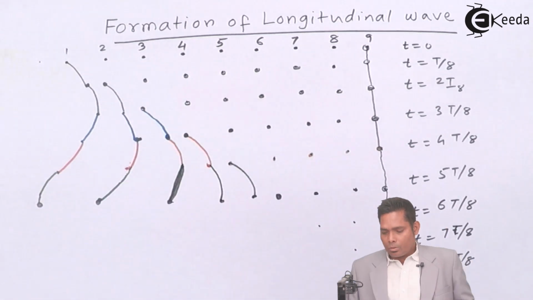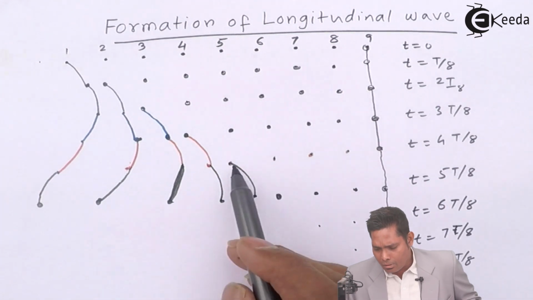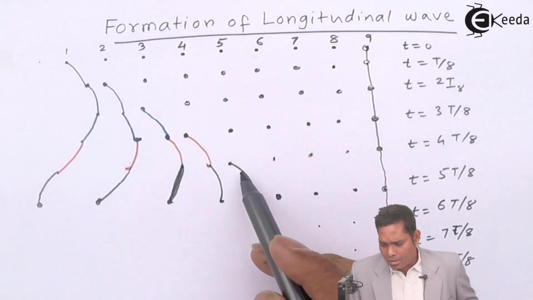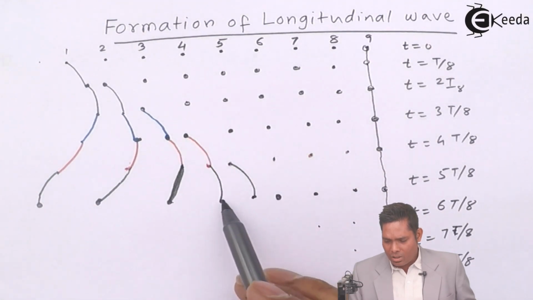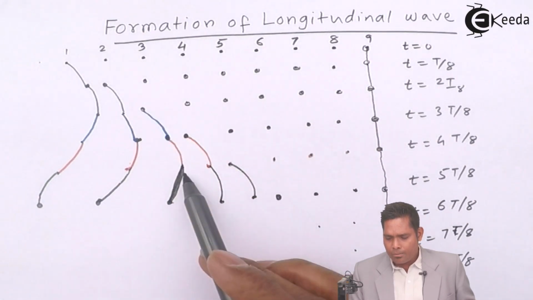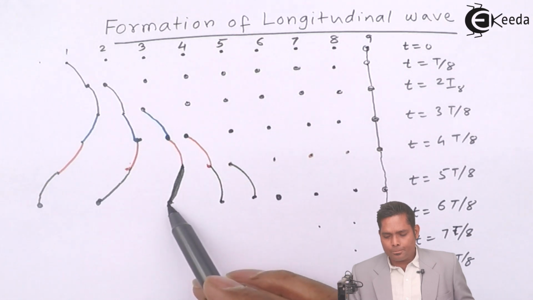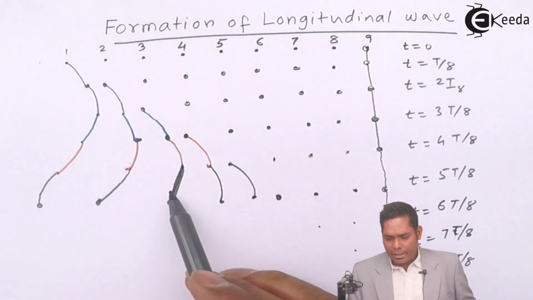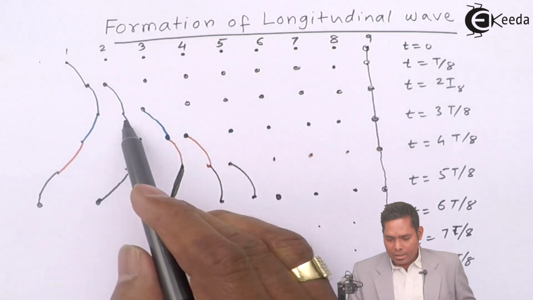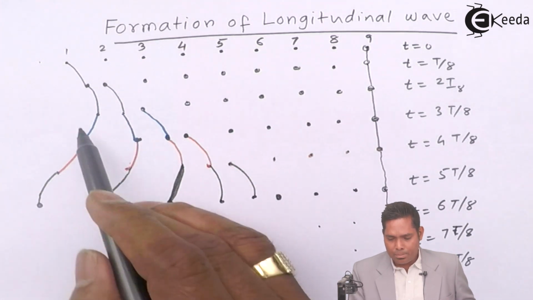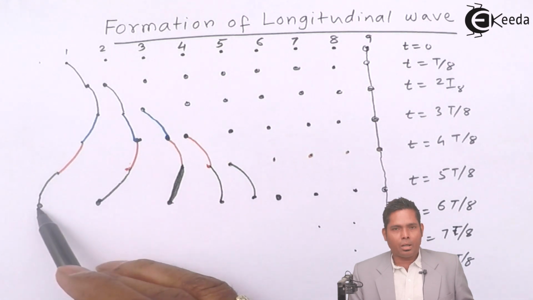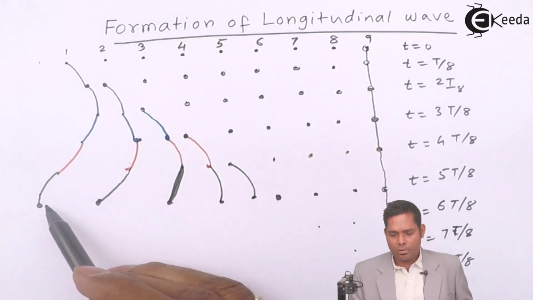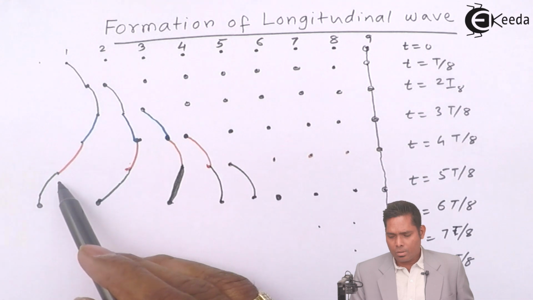So by the time this fifth particle goes to half the amplitude, this fourth particle is at the extreme, the third particle is at the midpoint on the right side, and the second particle has completed a half oscillation, and this particle has completed more than half an oscillation and goes to half of the amplitude on the other side of the oscillation, from the mean position.